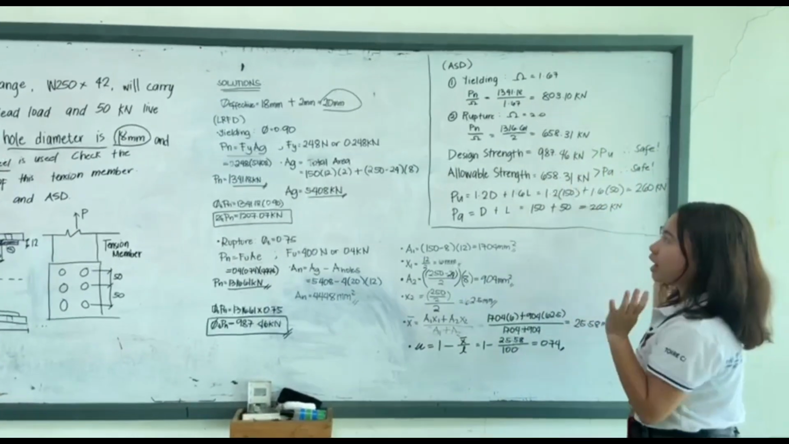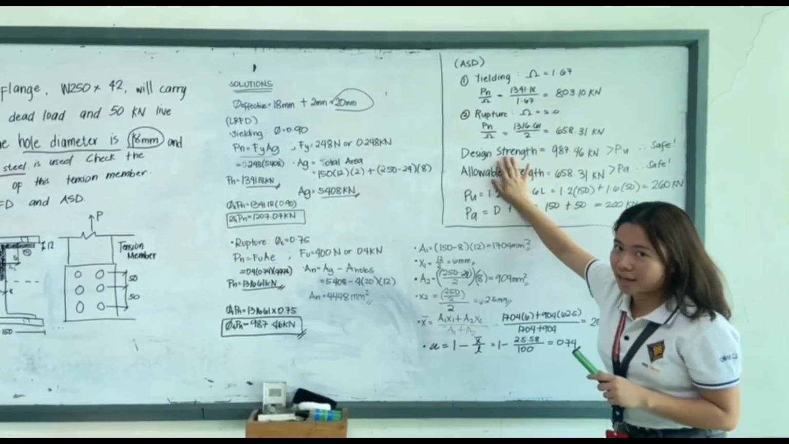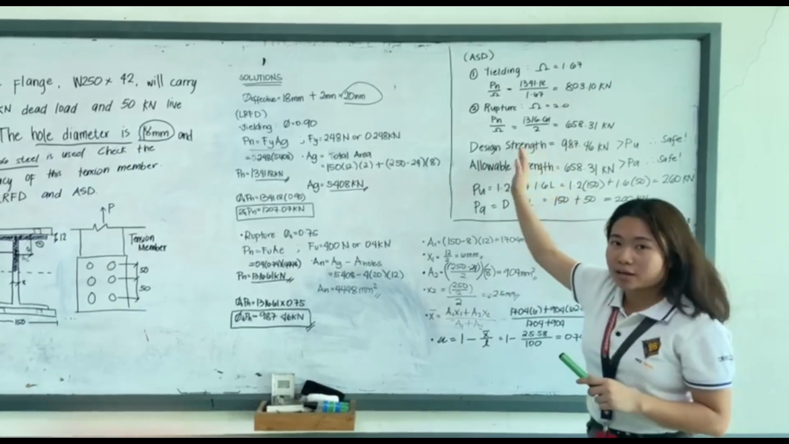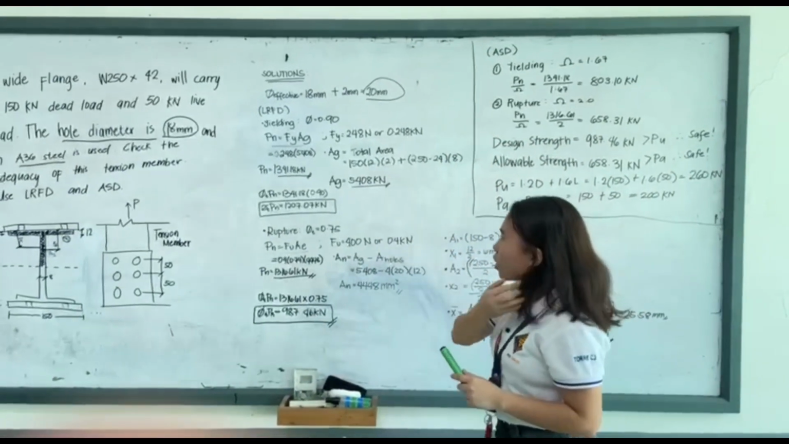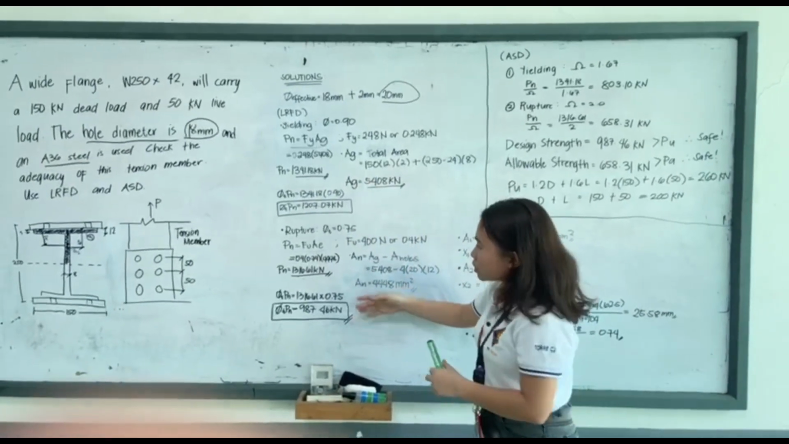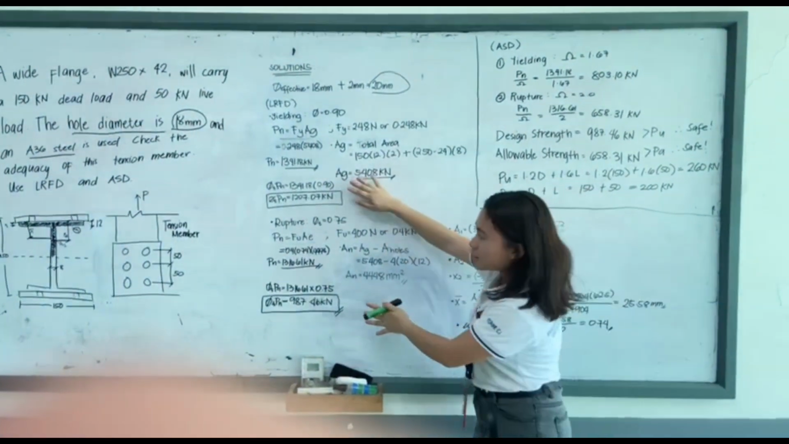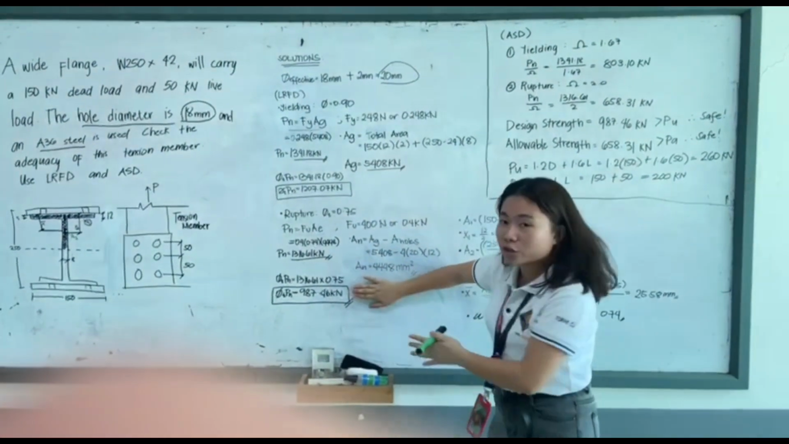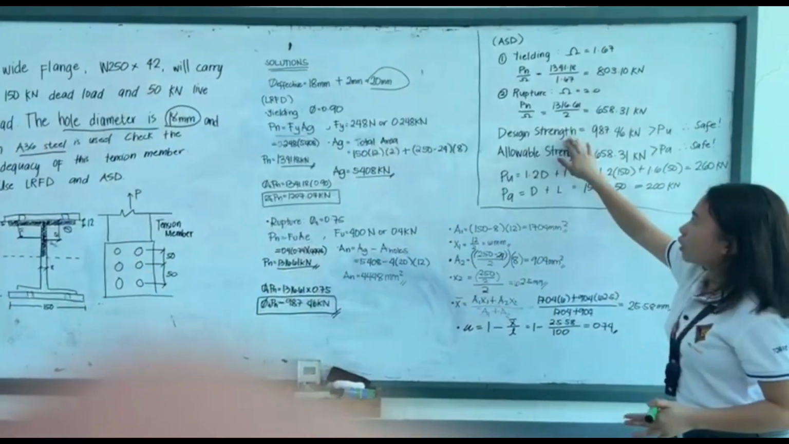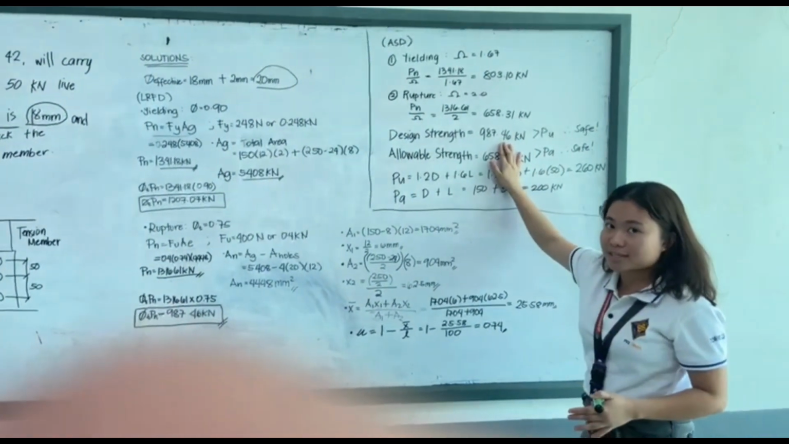kilonewton. Karon, mag-identify ta kung pila ang atong design strength and pila ang allowable strength. So, sa design strength, atong tan-awon ang LRFD. Di ba, nakuha nato ang values under sa yielding and under sa rupture. So, atong pilion sa ilang duha kung kinsang pinakagamay. And as you can see, ang pinakagamay is kaning under sa rupture, which is 987.46. Therefore, our design strength is equal to 987.46 kilonewton.